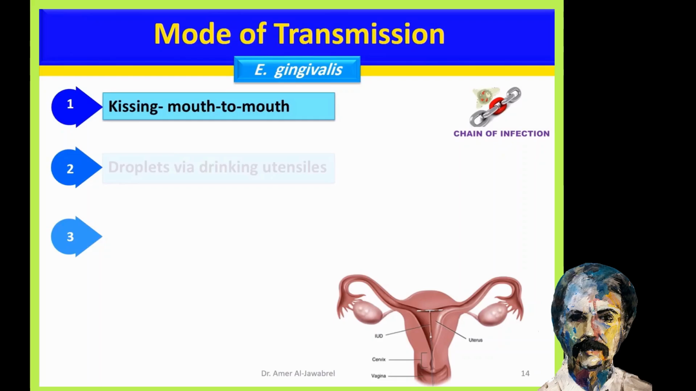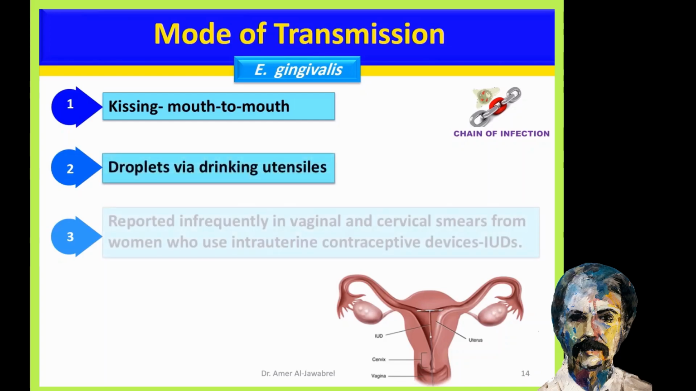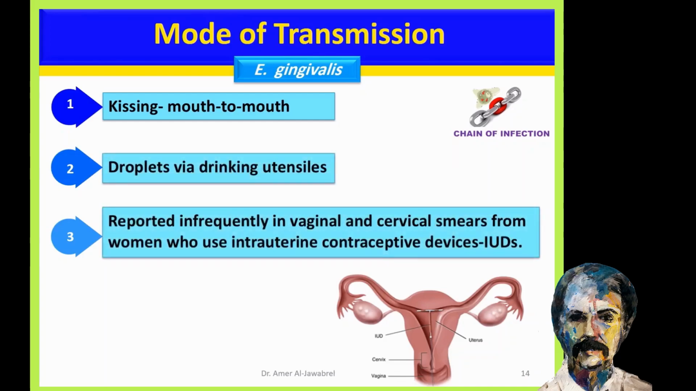Mode of transmission. As we said, the mode of transmission is kissing, mouth to mouth, droplets via drinking utensils, or using somebody else's utensils like a toothbrush and others. So if you put them in your mouth, then there's a problem.